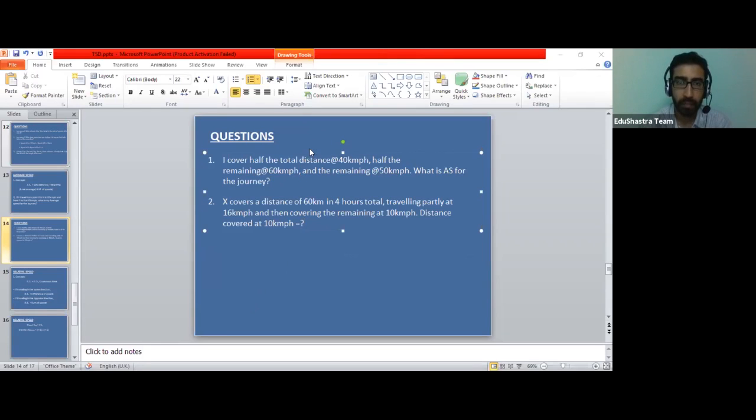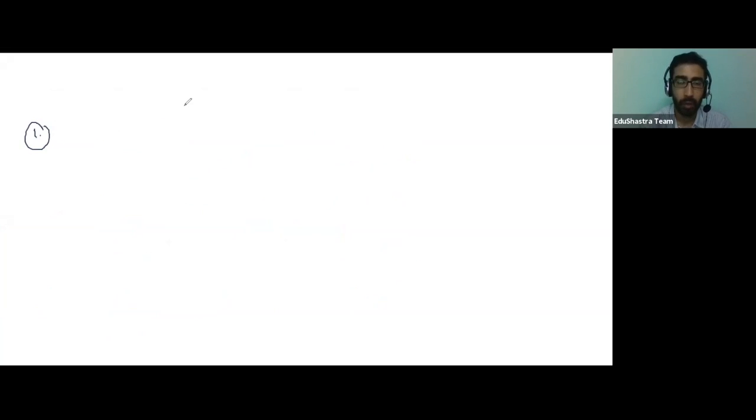In question number 1, I just shared that you can assume distances if distances aren't given at all. Now, what will I assume the distance is here? You've been given half the distance at 40 km per hour, half the remaining at 60 km per hour, and the remaining at 50 km per hour, which essentially looks something like this. So this is the total distance. The first half will be covered at 40 km per hour. Half of the remaining, which means 1/4, at 60 km per hour, and the final, this is d by 4, half of the remaining, which is again d by 4 at 50 km per hour.